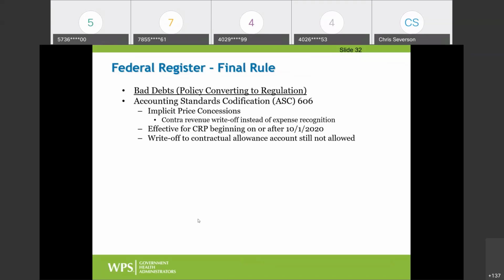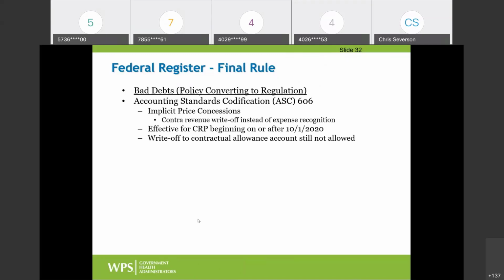It should be considered an implicit price concession. That's the phrase they use. So it's a contra revenue. It offsets revenue directly instead of being treated as an expense later on. So it's all about how it's reported. It's no longer going to be an expense. It's going to be an offset directly to revenue.